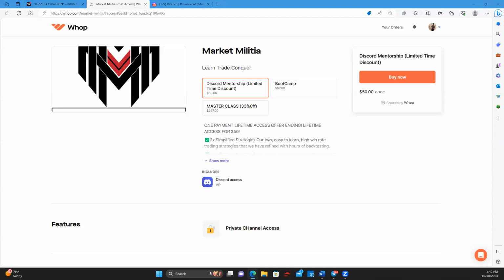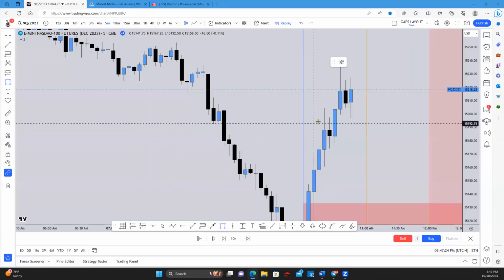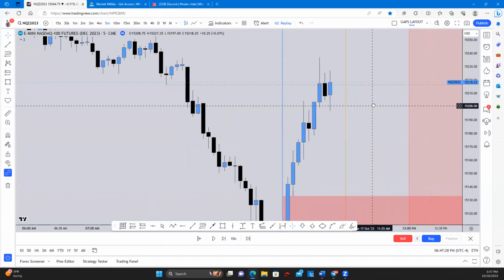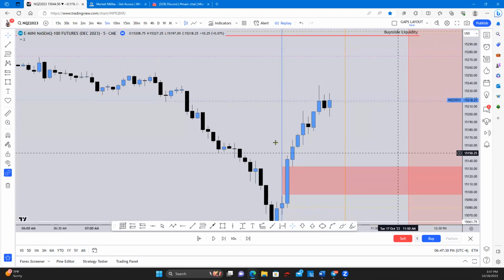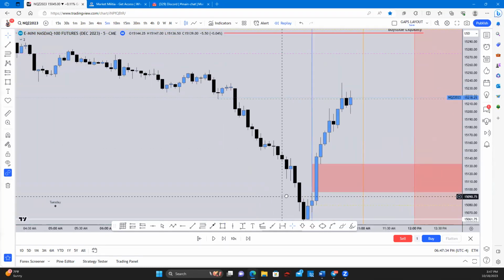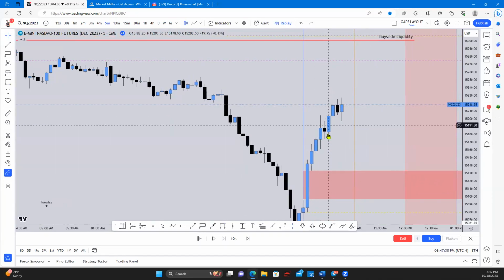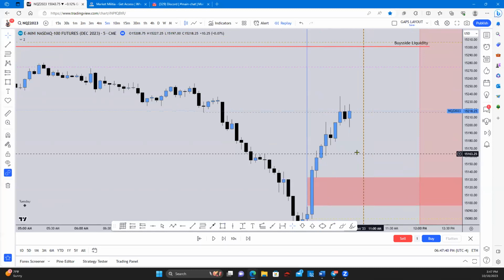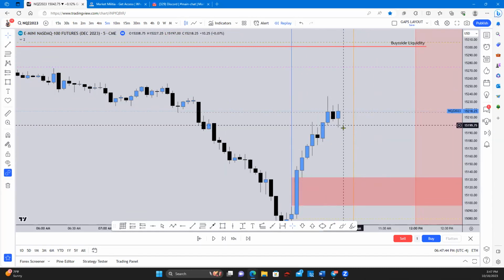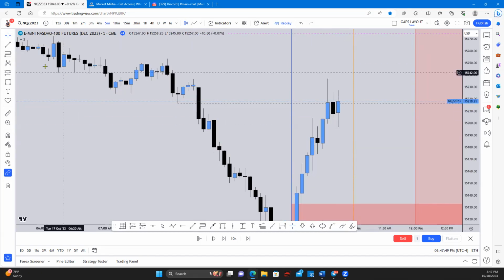All right. So let's get into some examples. All right. So let's get into our first example. You see here on NAS, we are on the 5-minute time frame. So the morning we had sell side liquidity swept and we had a huge aggressive push up. Price never really gave us a chance to enter on the 5-minute. We have a lot of fair value gaps. Here we have a small one. We start to kind of accumulate right here.